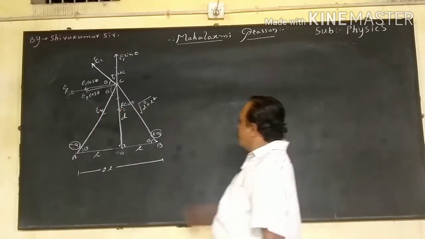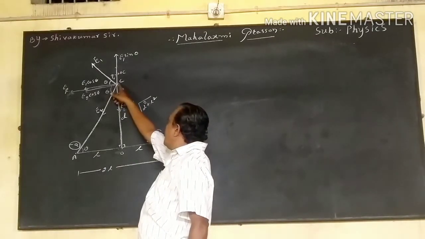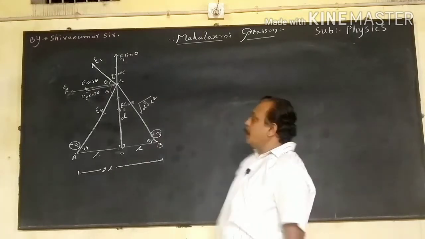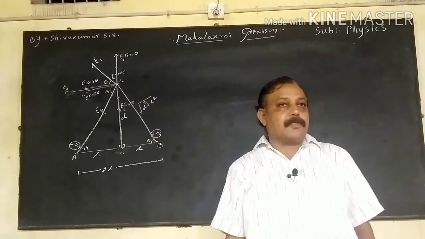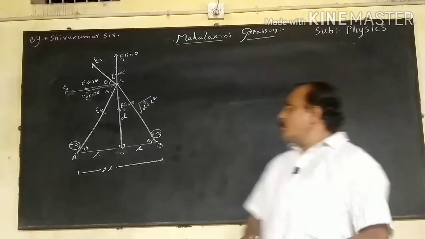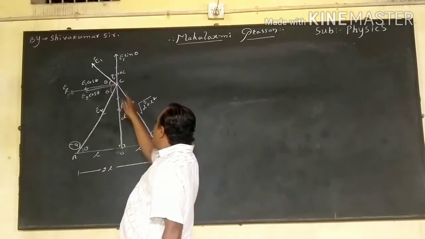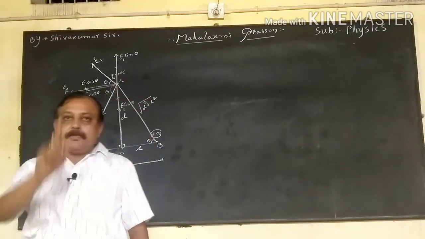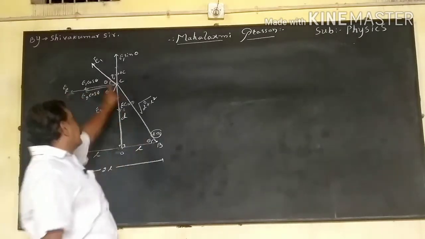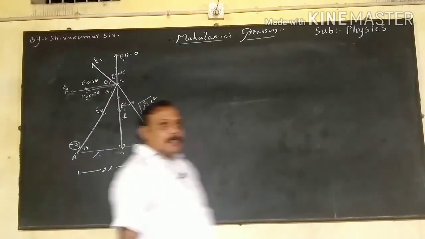Both the charges from point C are at equal distance. Hence their electric intensity is also the same, because the charge is the same and the distance is the same. Hence E1 equals E2, so E1 sin theta and E2 sin theta, acting at point C, are equal in magnitude but opposite in direction. Hence, they cancel out. Then what remains? E1 cos theta and E2 cos theta.